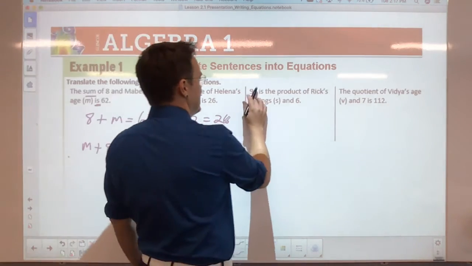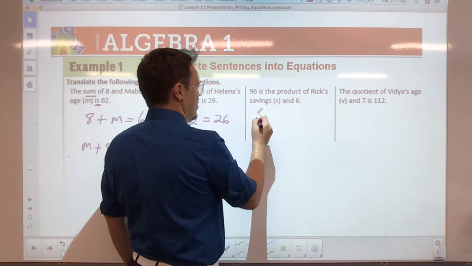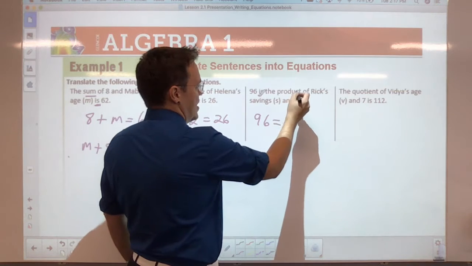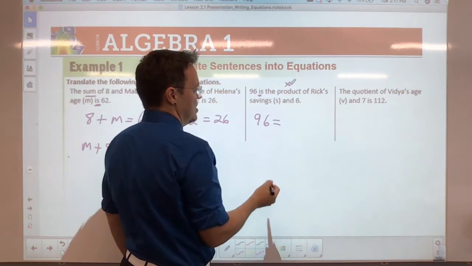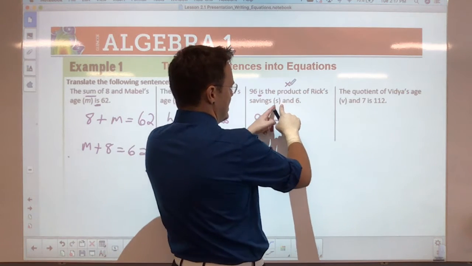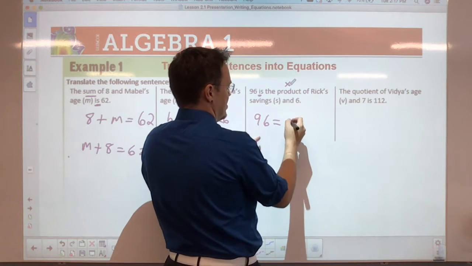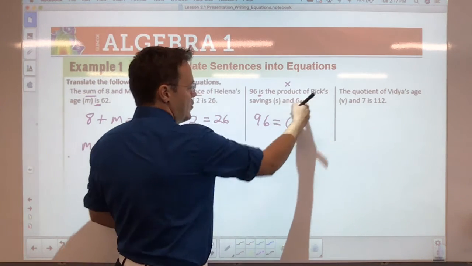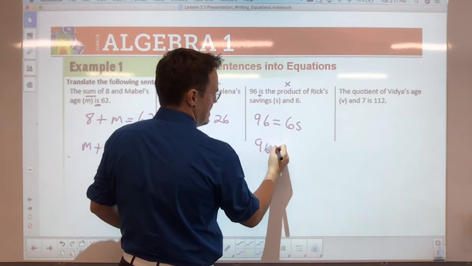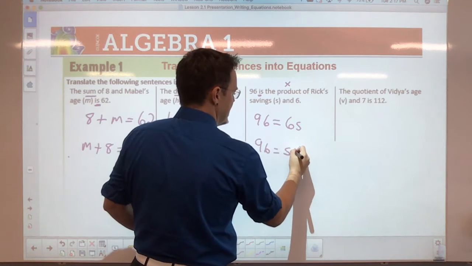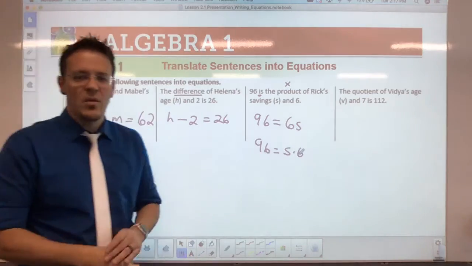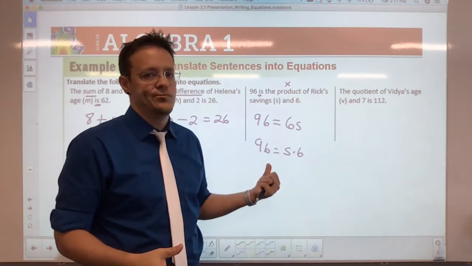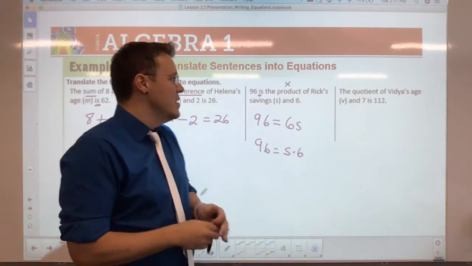All right, 96 is, so you'd write 96 equals the product. Product is always multiplication, of Rick's savings, S, and 6, okay? So you basically put 6S. Now, if you write it like it says, 96 equals S times 6, I'm okay with that. The problem is that most of the time, do we see it like this one? We see it like the one on top, okay? That's why we do that.